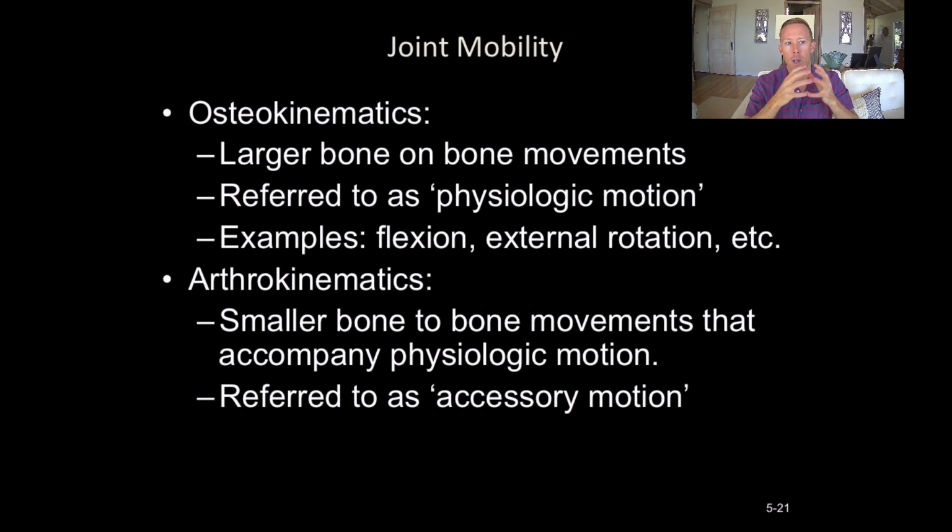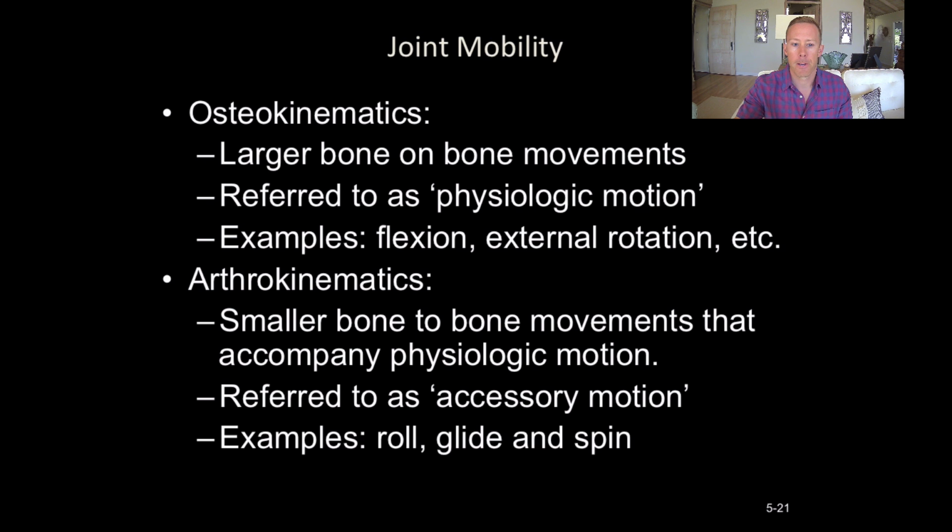So this is a pretty complex thing. I'm not expecting everybody to totally understand it by the end of this one, but we'll talk about it in each joint section, and it'll make better sense as we go along. They are broken down into roll, glide, and spin. So the accessory arthrokinematic motions are roll, glide, and spin. We're not going to talk about spin a whole lot. It's basically clockwise or counterclockwise. We're going to mainly talk about roll and glide, and what type of roll and glide you'll have in each physiologic motion.